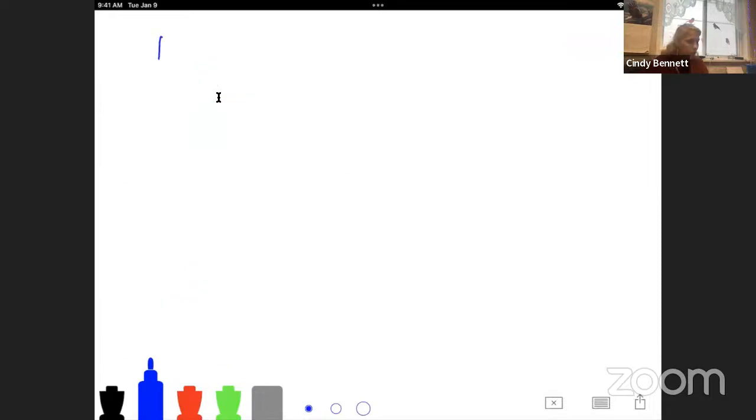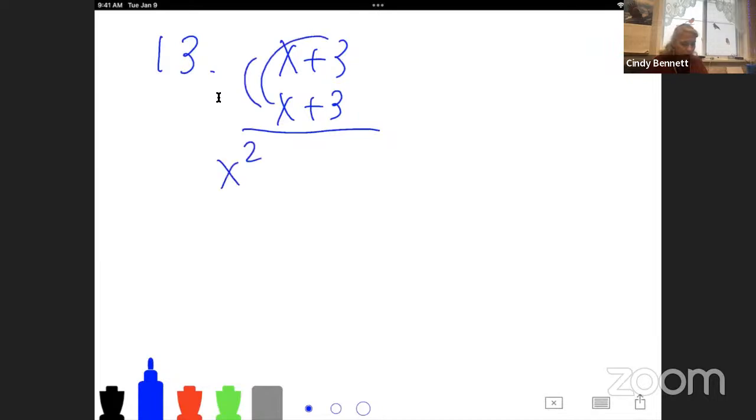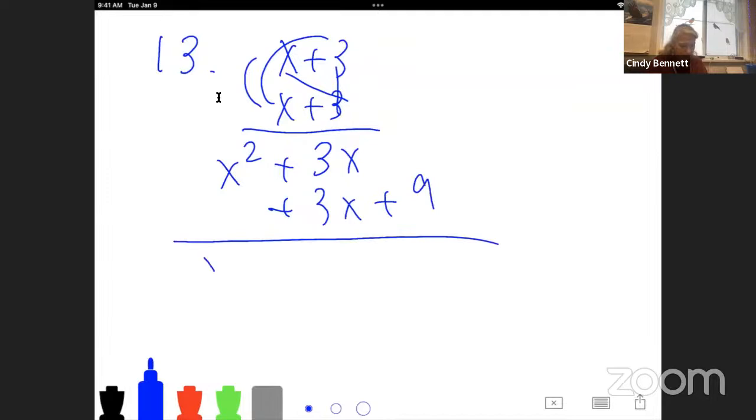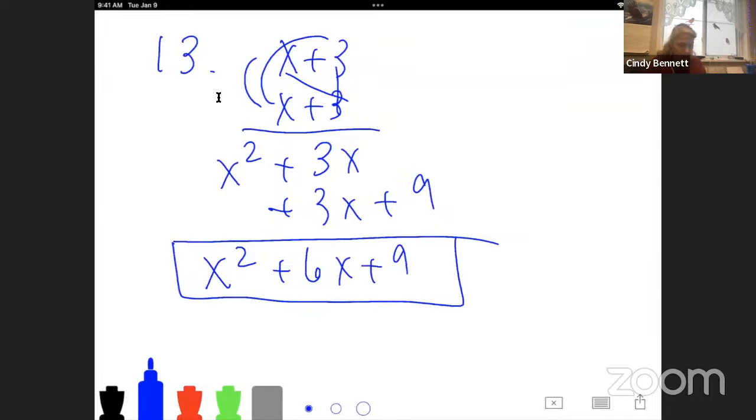Now we're going to do number 13. x plus 3. Now it's squared, so that means it's x plus 3 times x plus 3. So x times x is x squared plus 3x plus 3x plus 9. x squared plus 6x plus 9. And that is my final answer.